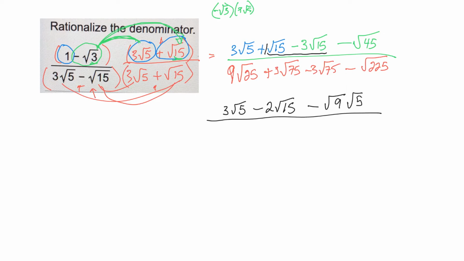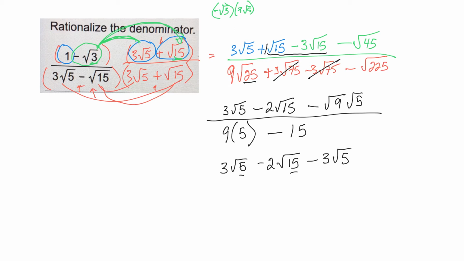Over, on the bottom, these canceled out, which we wanted it to do. Square root of 25 is 5, so that would just be 9 times 5, minus the square root of 225 is 15. Let's do a little bit more simplifying here. On the top, 3 root 5 minus 2 root 15. I can't do anything with those two because they're not similar radicals. But this one I have a minus 3 root 5. Over 9 times 5 is 45 minus 15.